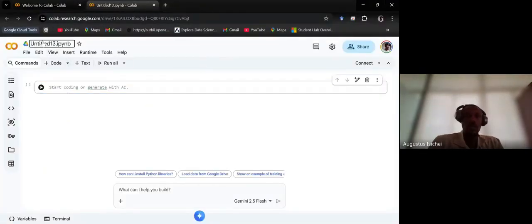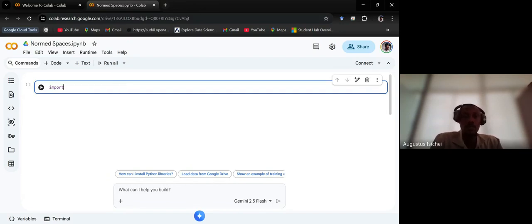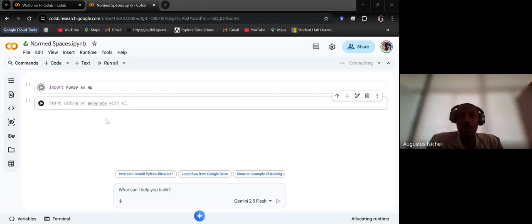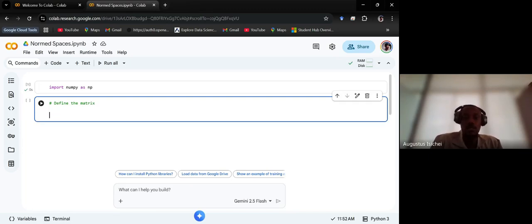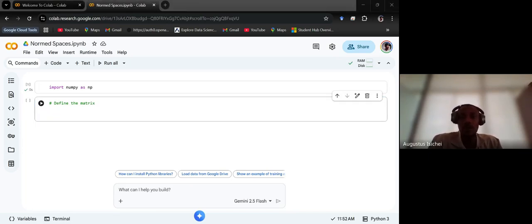Okay, let me rename this as NumPy basics. Okay, so I'll start again by importing NumPy as NP. Now, once I import NumPy as NP, the next step I want to take is to define the matrix. So let's define the matrix here. Let's call this matrix A, right?